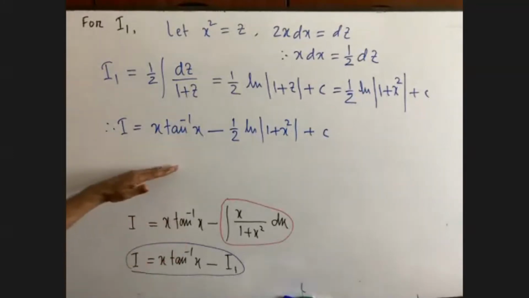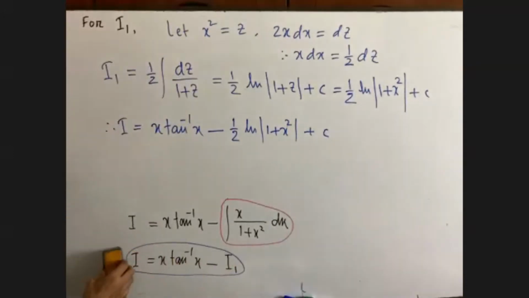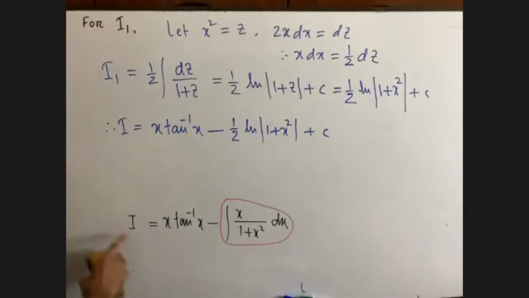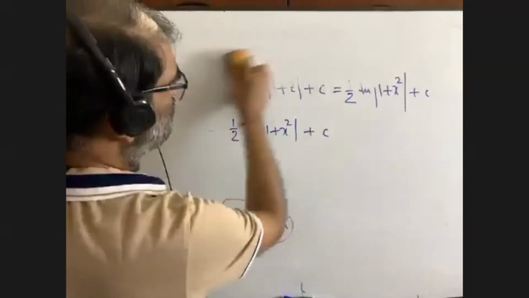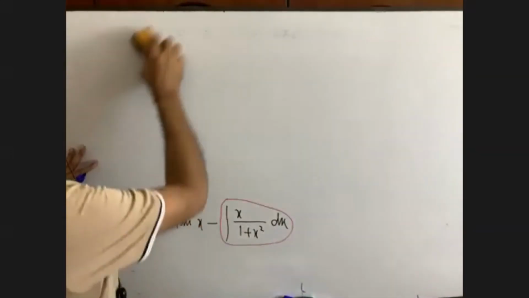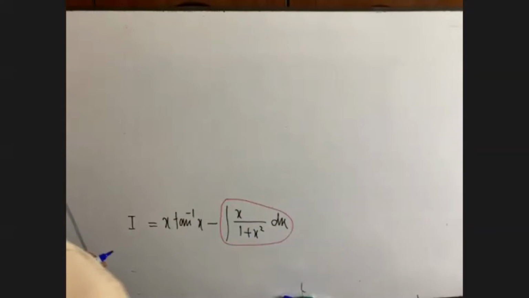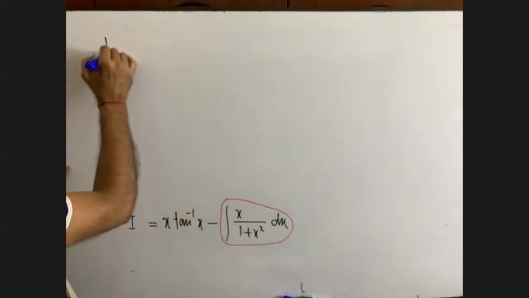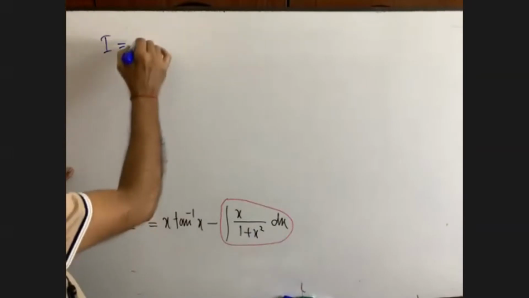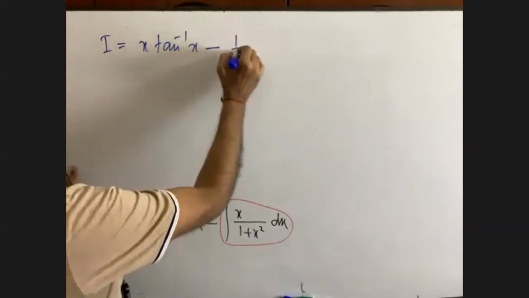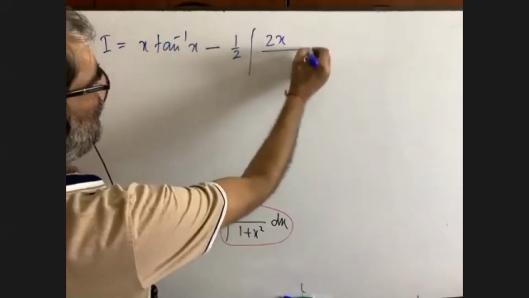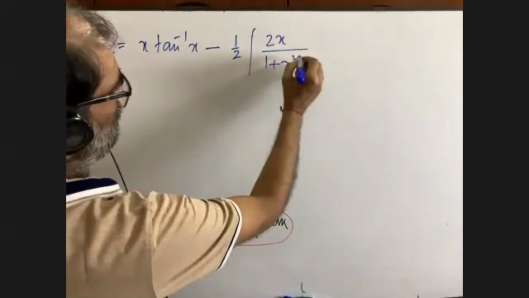Okay, now just wait. Actually, I am done, but I am going to show you another procedure that will be very easier for you. This is done. After this part, I will complete the math very easily, but you have to be advanced. You see what I am going to do: I is equal to x tan inverse x minus half 2x by 1 plus x square dx.